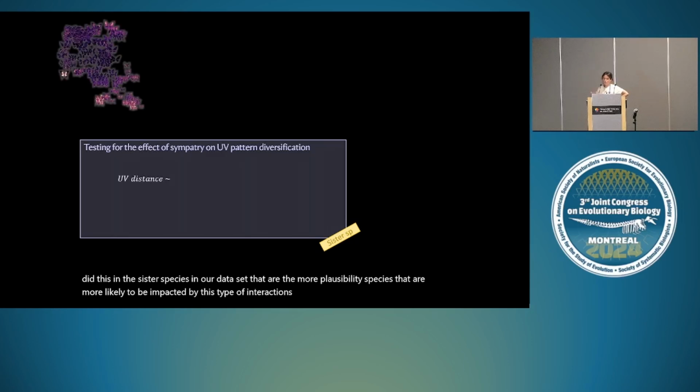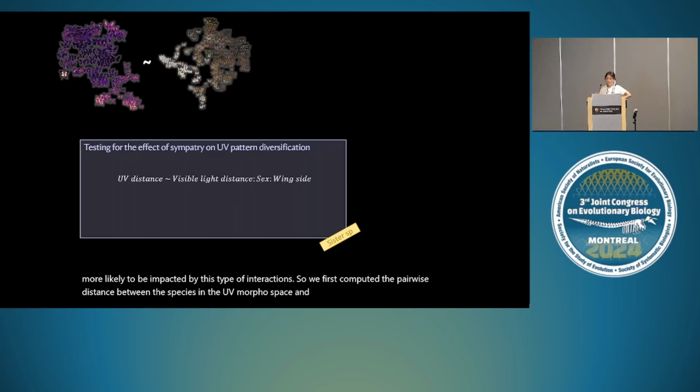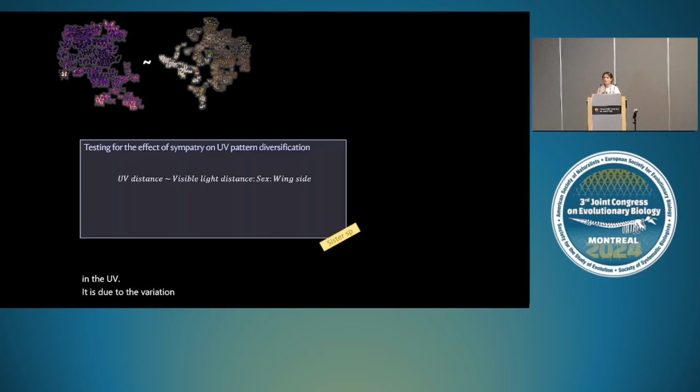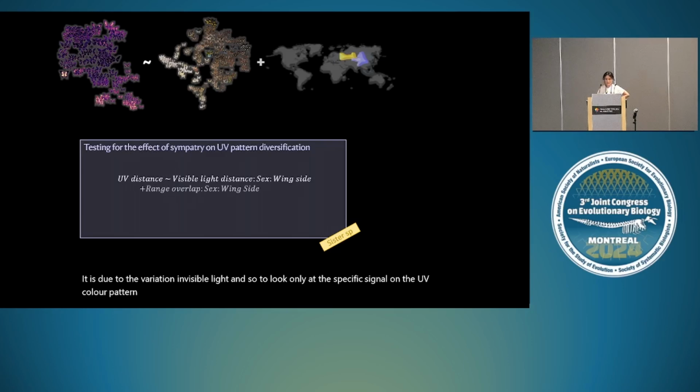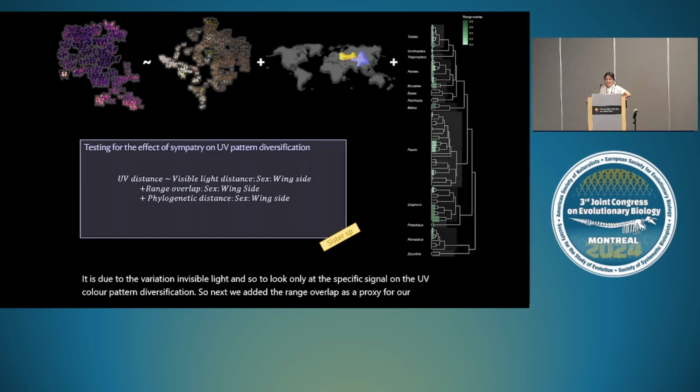And so we first computed the pairwise distance between the species in the UV morphospace, and explained it by the distances, but this time in the visible light morphospace. We do this to remove the part of the variation in the UV that is due to the variation in visible light, and so to look only at the specific signal on the UV color pattern diversification. So next we added the range overlap as a proxy for sympatry, and the phylogenetic distance to control for the fact that some sister species are more closely related than others.